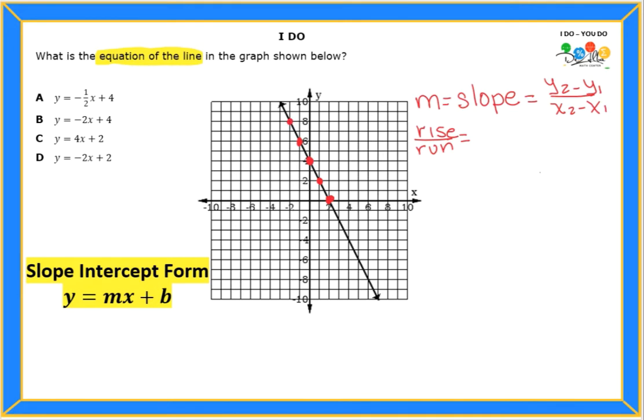One thing that I want you to notice is that my highest point of the line is pointing to the left, which means that the slope is negative. So m will be negative. I can easily see that letter C is out of the question because the slope given for C is a positive 4. So I know that cannot be my answer.